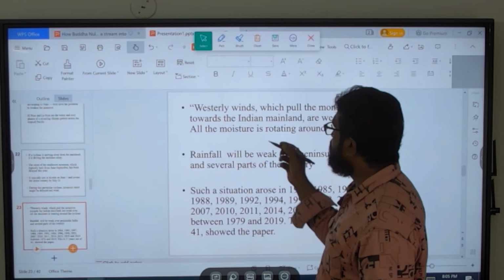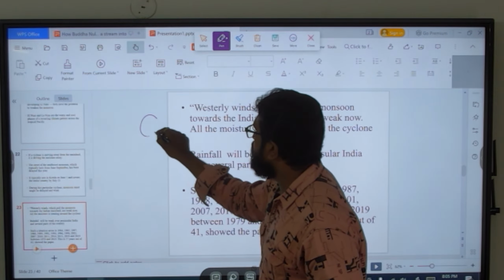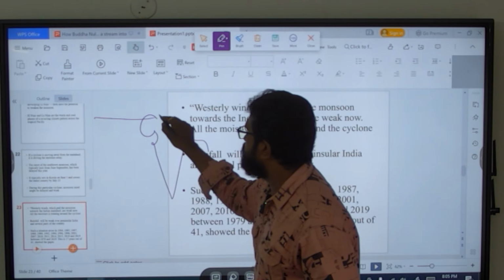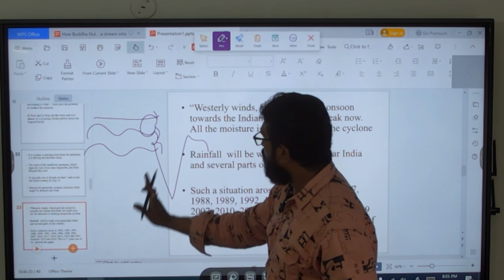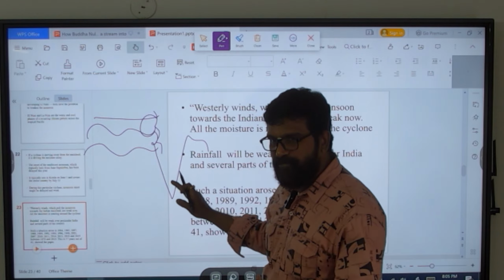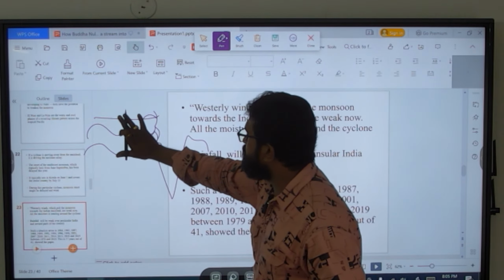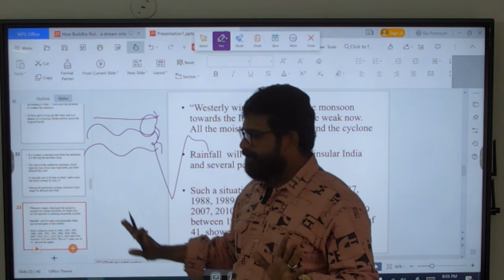I told you, there is one thing that we studied in India. These are the westerlies, which blow like this. When the westerlies blow like this, the monsoon will hit the mainland of India. But unfortunately, the westerlies are weak right now. That's why the cyclone is moving on that side. Right?